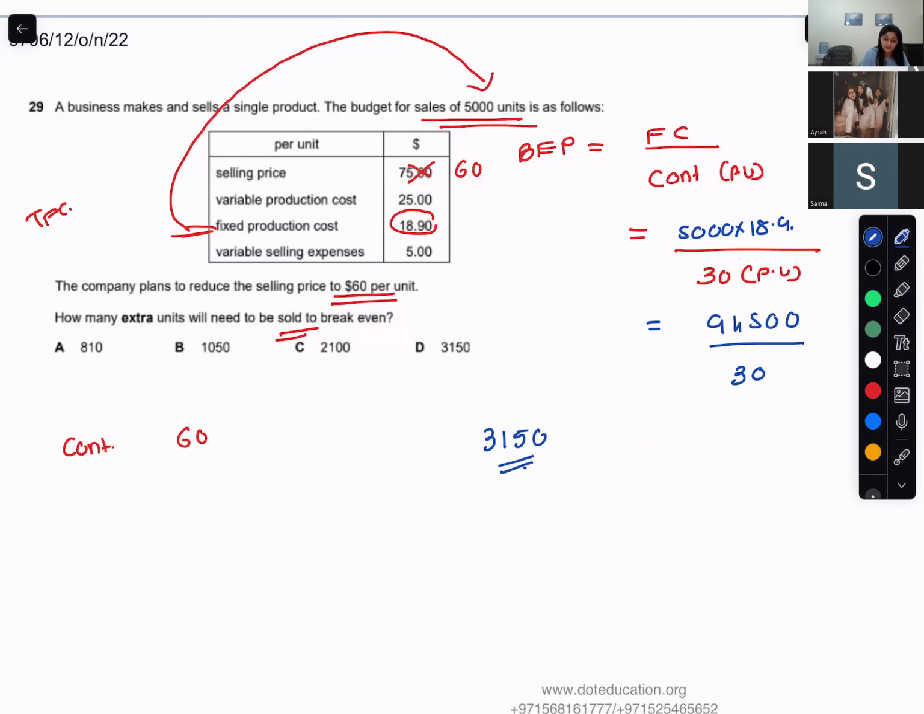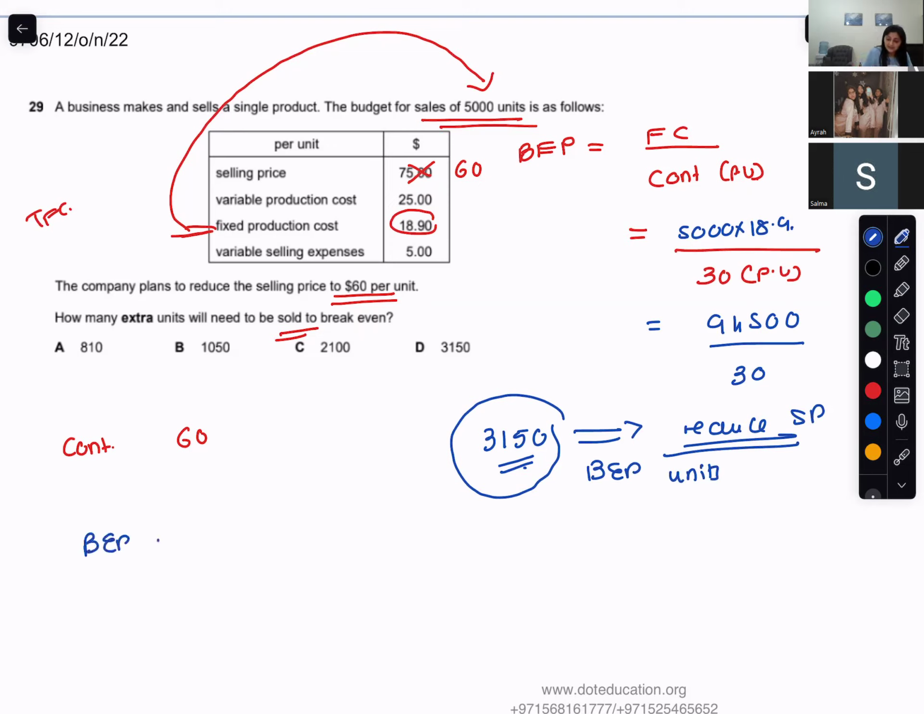How many extra units will be needed to break even? This is when I reduce the selling price. When I reduce the selling price, my break-even point would be 3,150 units. If I don't reduce the selling price, what will be my break-even point? 75 minus 30 is 45. So break-even point at normal selling price would be 94,500 divided by 75 minus 30. So it will be 2,100.